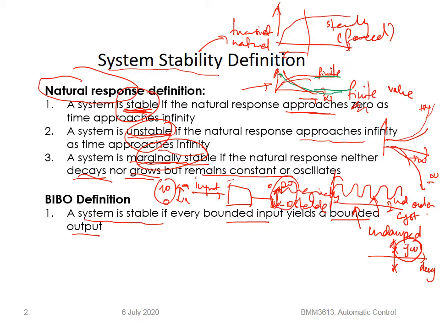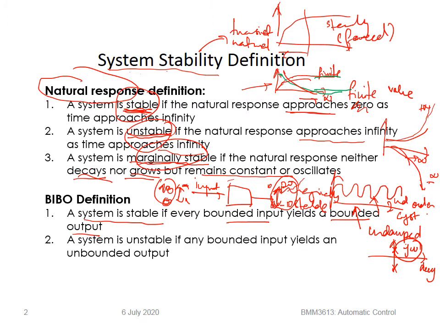If you have, for example, a limited or bounded input but an exponentially growing output, then the system is unstable, right? So that's the first definition. And then another one is a system is unstable if any bounded input has a consequence of an unbounded output. So if the input is bounded, but the output keeps on growing, that means we have an unstable system.